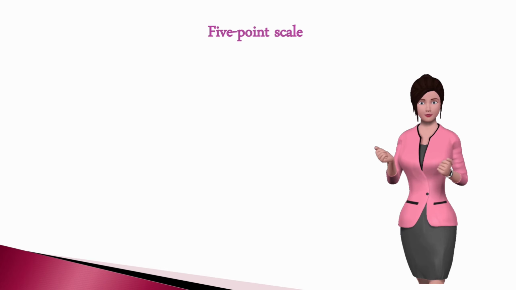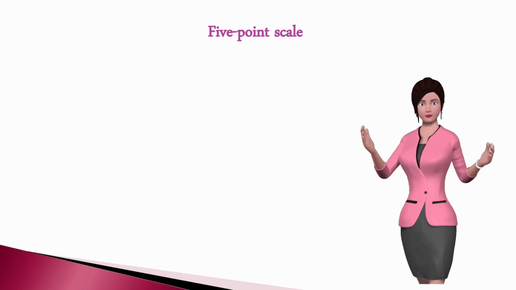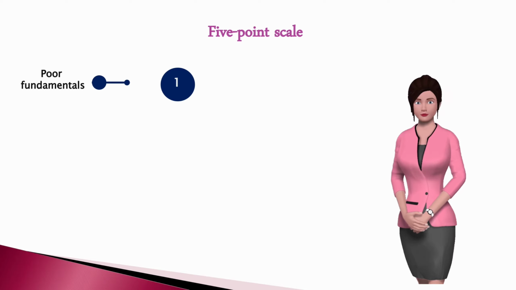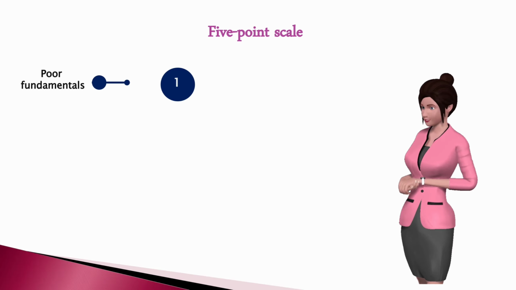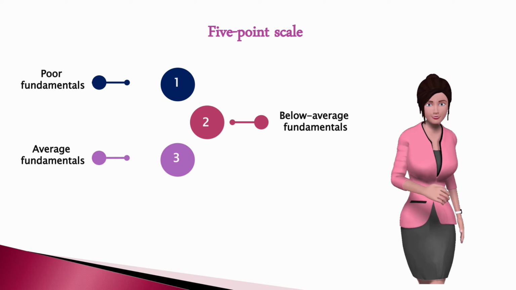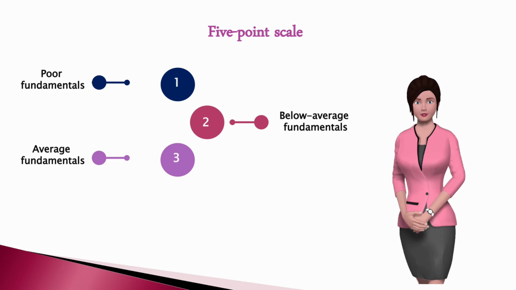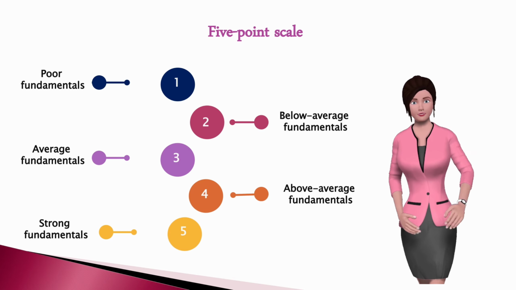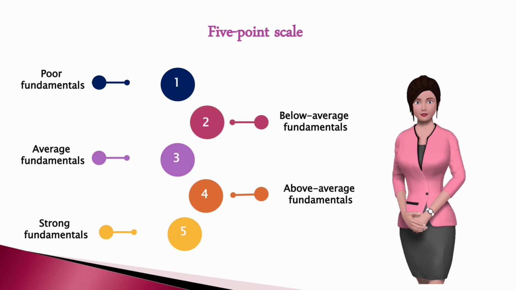Such a grading is generally assigned on a 5-point scale, with a higher score indicating stronger fundamentals and vice versa. IPO grade 1 represents poor fundamentals. IPO grade 2 indicates below average fundamentals. IPO grade 3 indicates average fundamentals. IPO grade 4 means above average fundamentals. IPO grade 5 suggests the company has strong fundamentals.